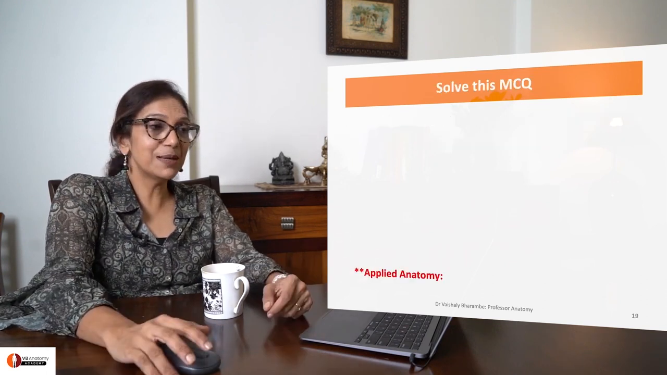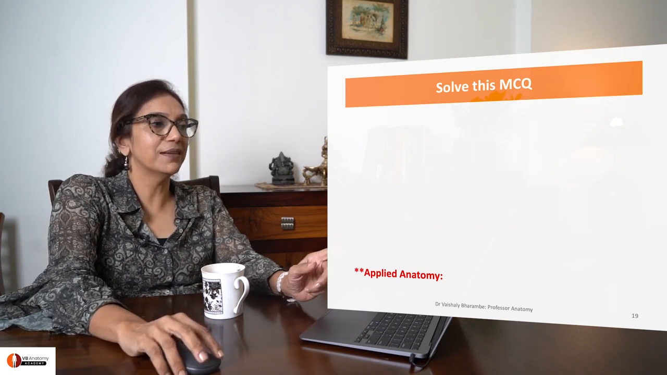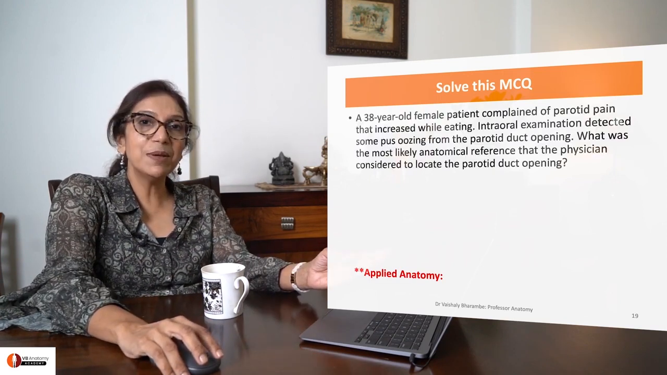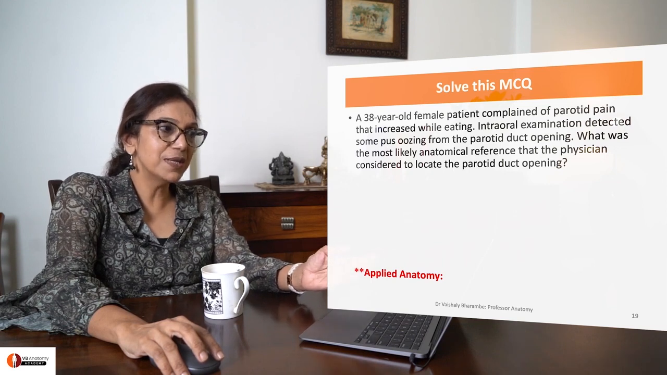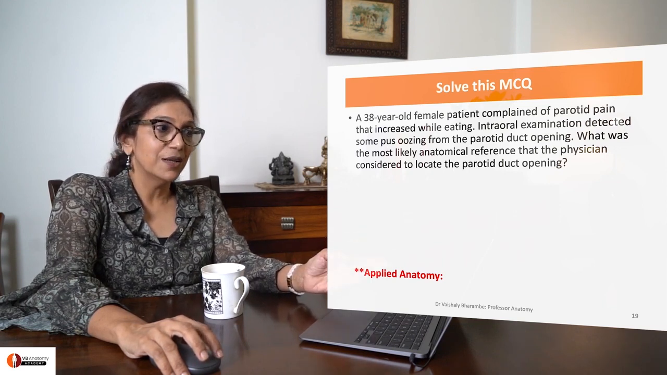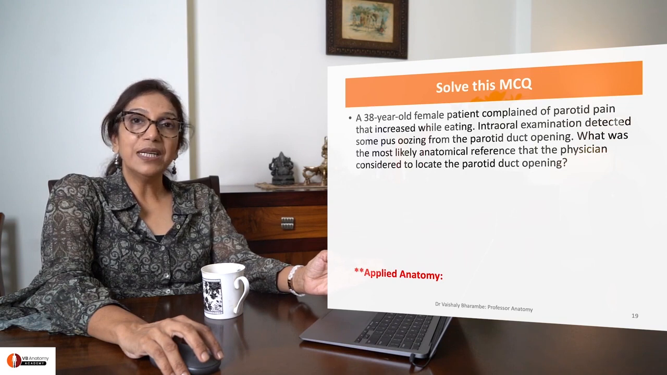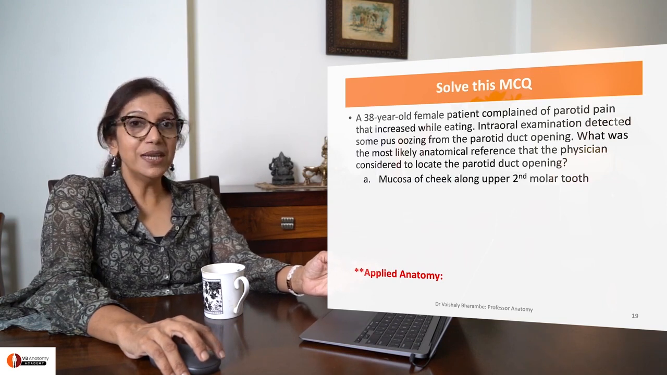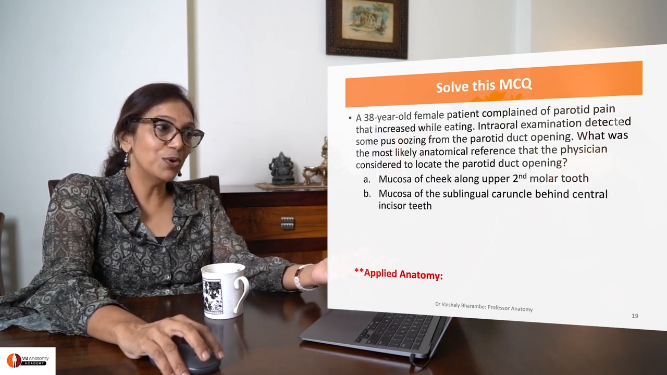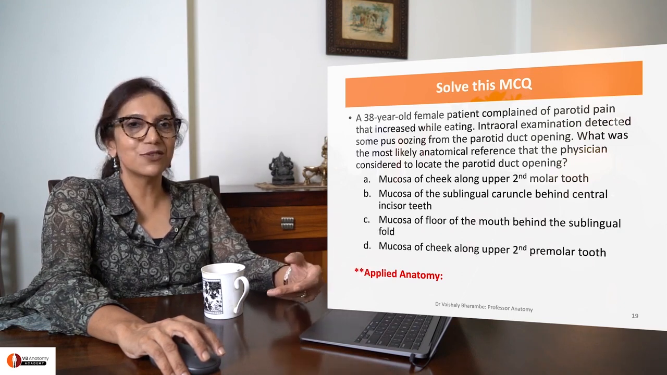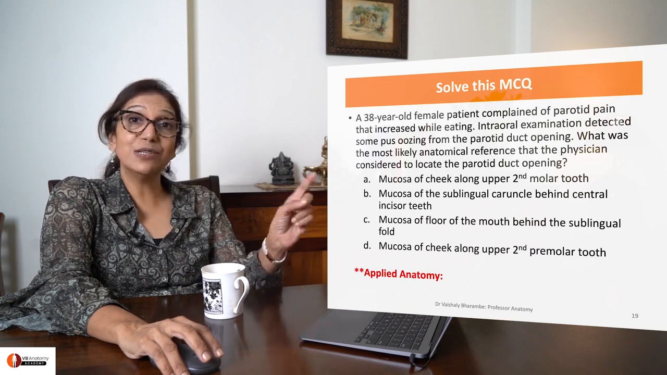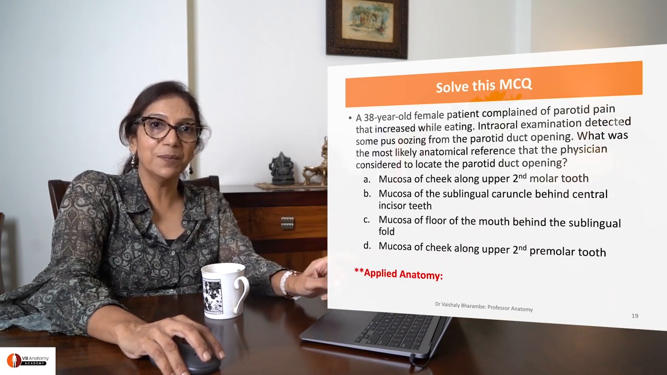See if you can solve this MCQ now. I'm confident you can. Just try. This is the same MCQ we started with. What is the most likely anatomical reference the physician considered to locate the parotid duct opening? This time you know the answer. It's the mucosa of the cheek along the upper second molar tooth. The others are just distractions. So this is also an important applied anatomy.